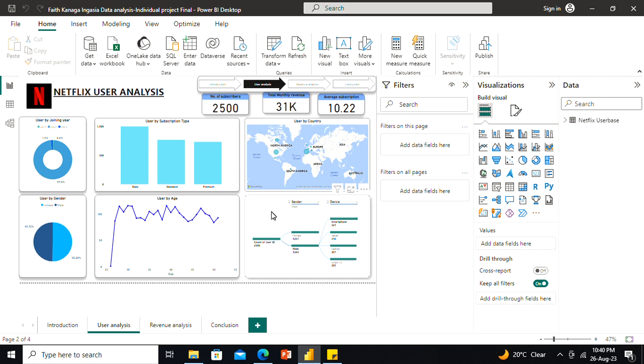Then user by gender and by device. Out of the 2,500 customers, 1,257 are female, while male are 1,243. Looking at this analysis, the male gender mainly uses the smartphone, while the female gender prefers the laptop.